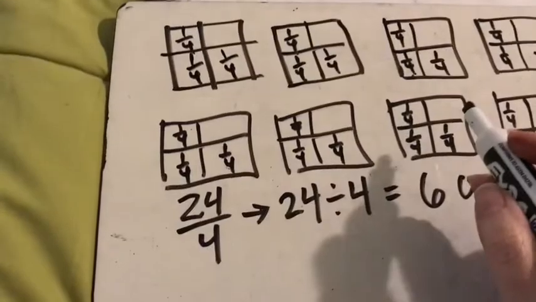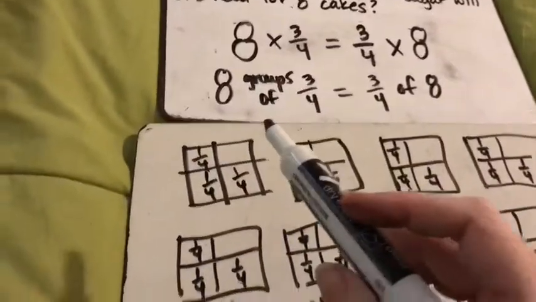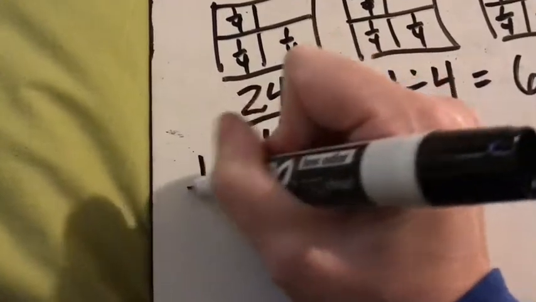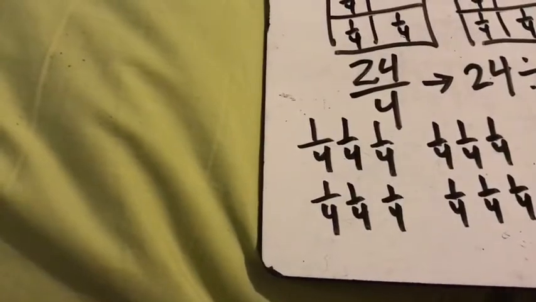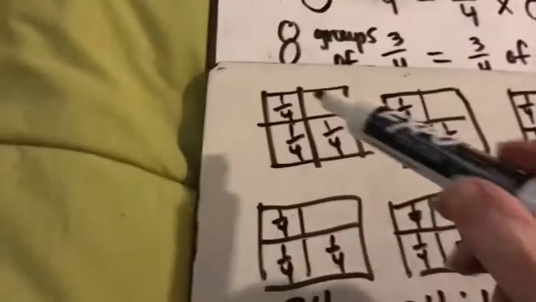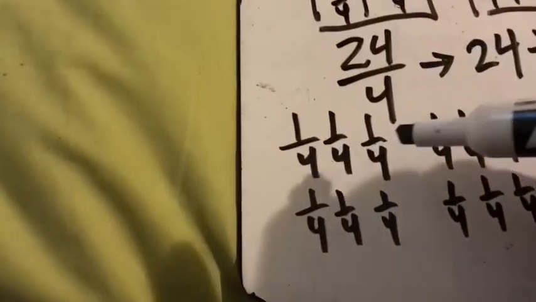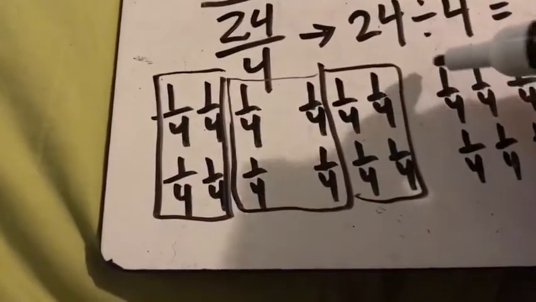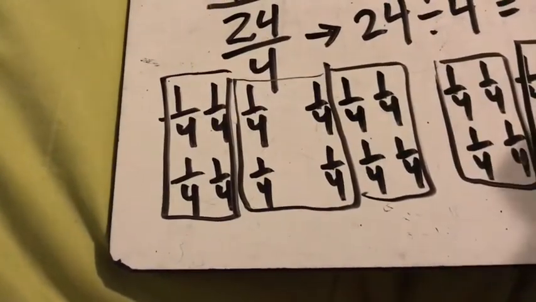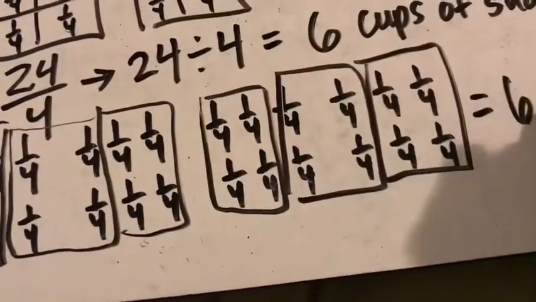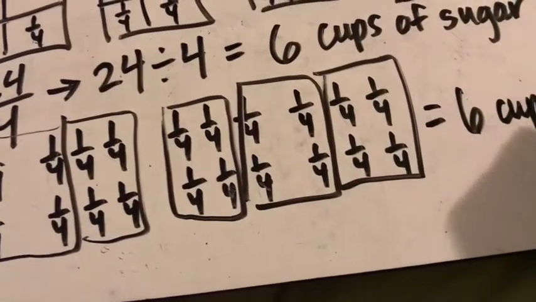All right, now let me see. If I did not want to draw out all those area models, I still wanted to show 8 groups of 3/4, I could do it with my unit fractions. Okay, and I know that 4/4 makes a whole, right? So now if I start grouping up 4 of those fourths together, now that rectangle is going to represent one whole. So there's 2 wholes, 3 wholes, 4 wholes, 5 wholes, 6 wholes. You can also see that I got 6 cups of sugar this way.